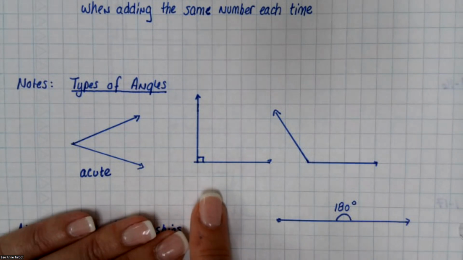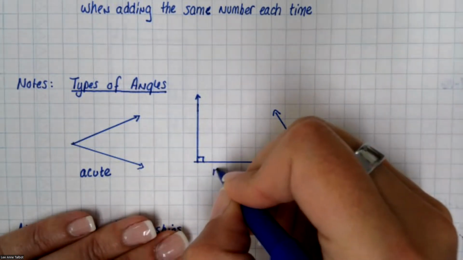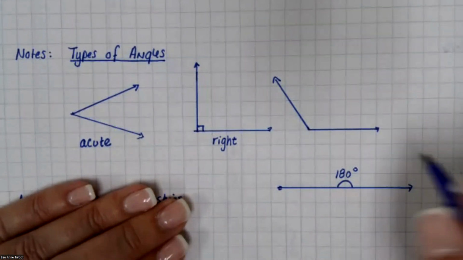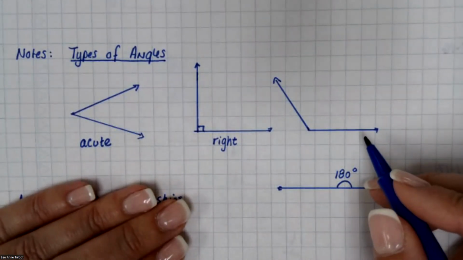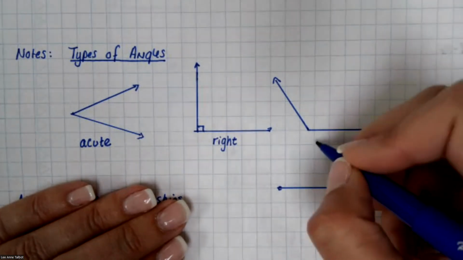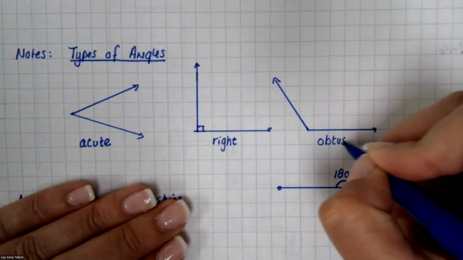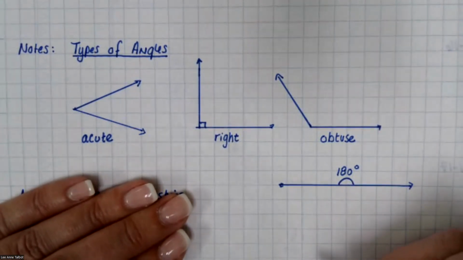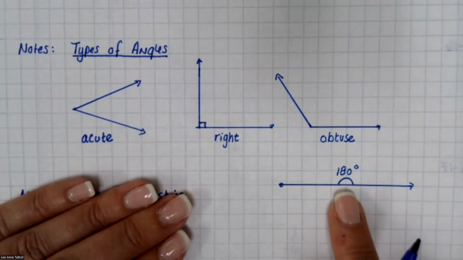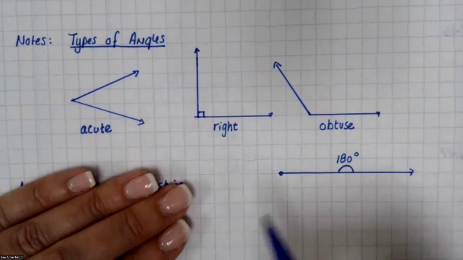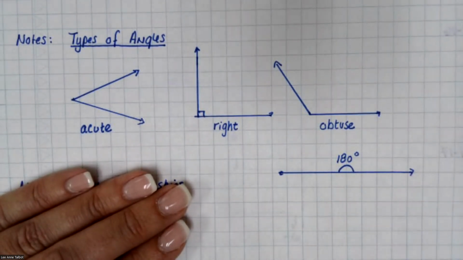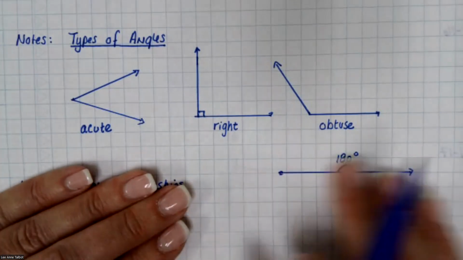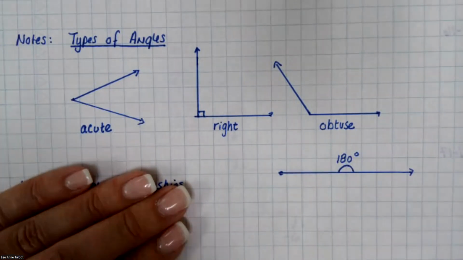What's this one? Right? Anybody know the Family Guy reference for this one? Don't be obtuse. And then this is the hardest one. Supplementary would be if there were two of them. Nope, hold on, that's later. It's just one angle that's 180. Straight angle.